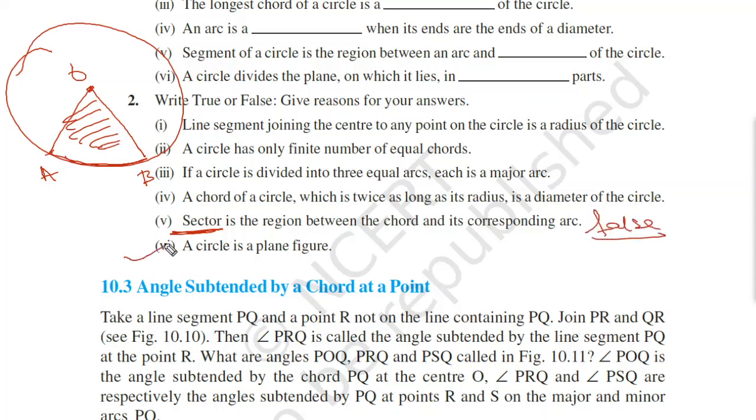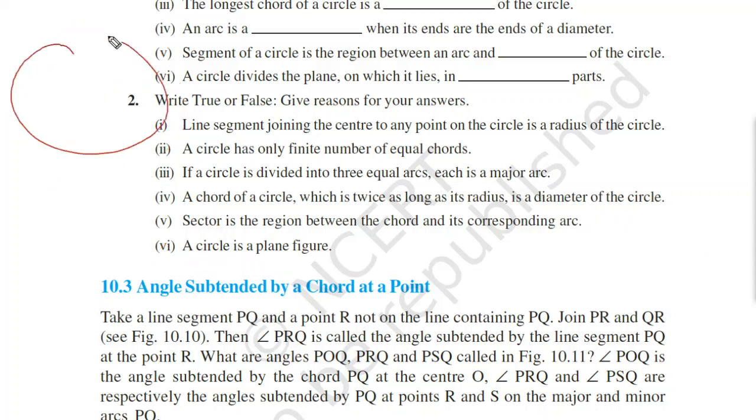Then VI. A circle is a plane figure. True. The circle always lies on a plane, because a circle cannot lie on a rough figure or rough surface. A circle is a plane figure.